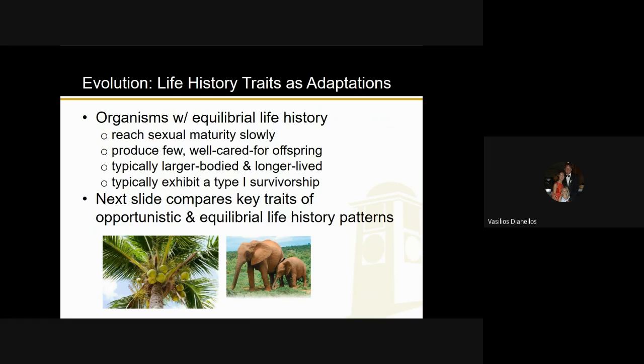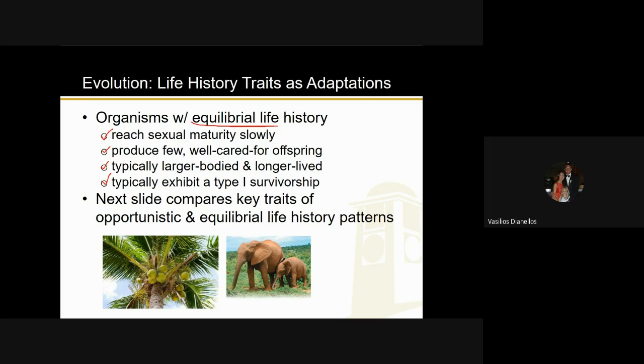All right. The opposite of that is equilibrial life history. And organisms that have an equilibrial life history, they reach sexual maturity slowly. They produce relatively few and well cared for offspring. They're typically larger bodied and longer lived, and they typically exhibit a type 1 survivorship. So the best example of an equilibrial life history, the one we're most familiar with, is humans, right? It's just a good example.